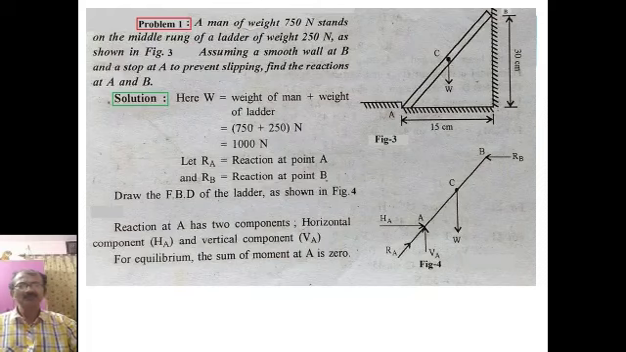For equilibrium, the sum of the moments about A is 0. If you see figure 4, you can see that at point A, HA and VA are the components of reaction force RA. RB is horizontal, so there is no vertical component at point B. From the point C, the weight W is acting vertically downward.